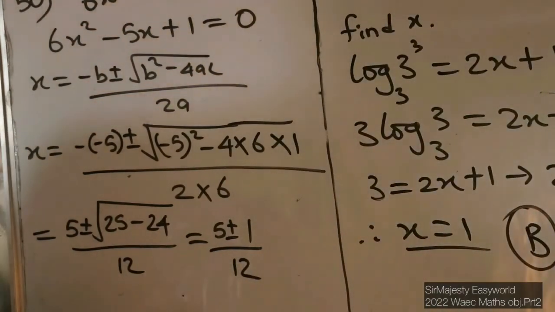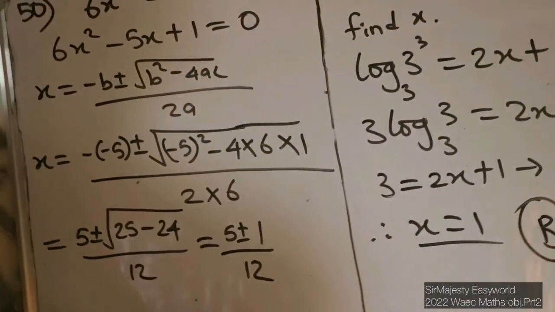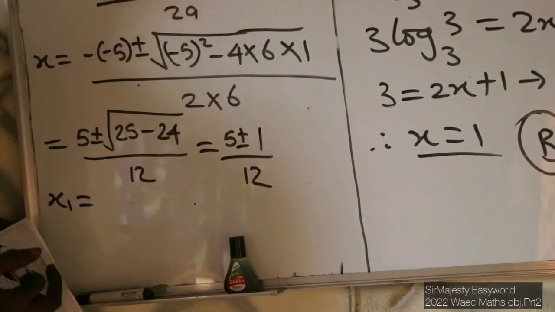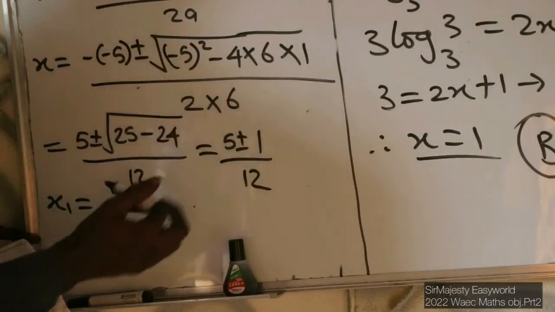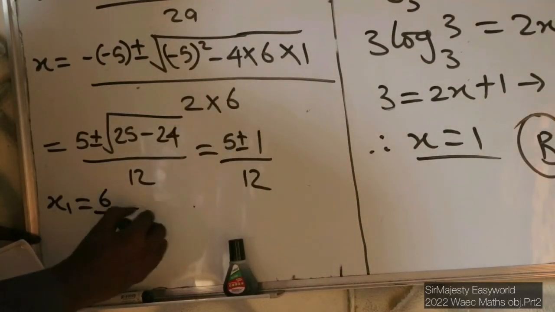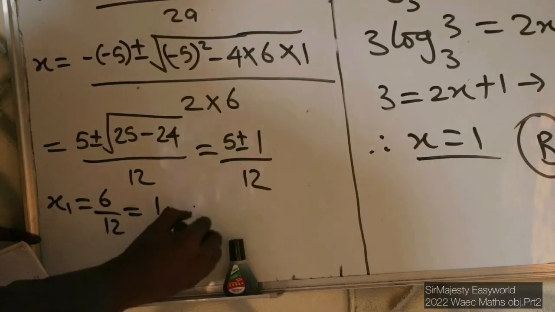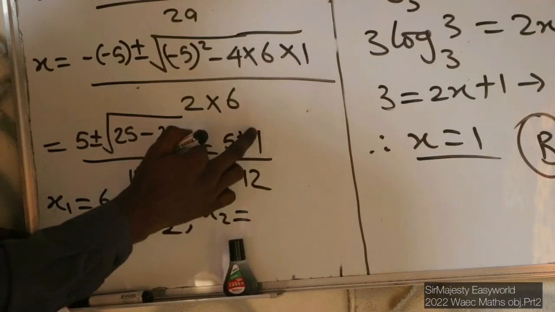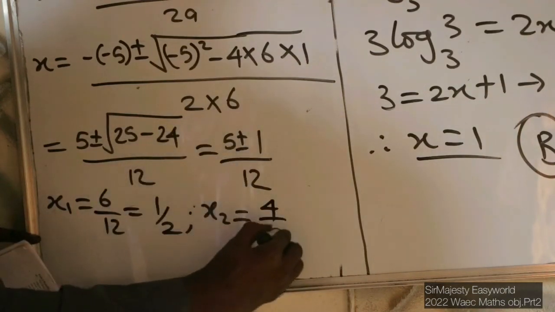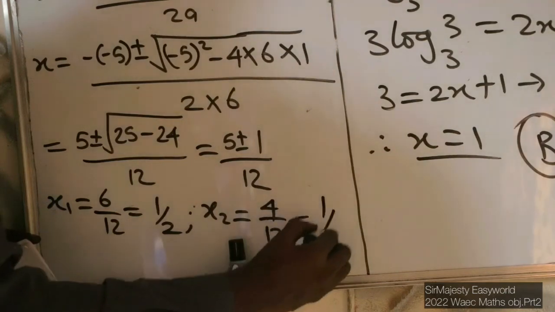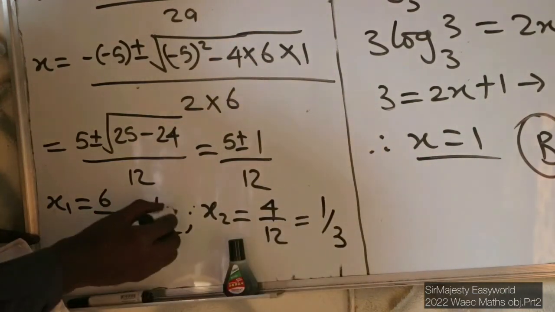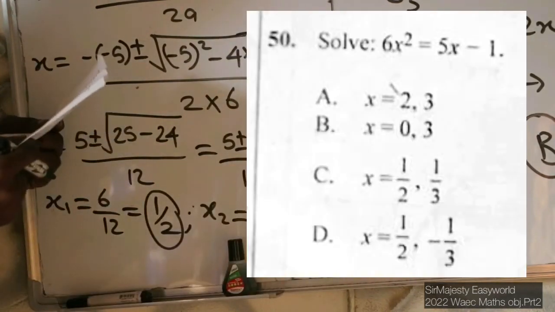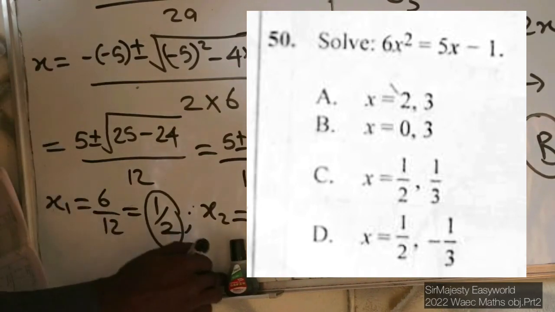So we can have two answers depending on which sign we choose. Usually for the first one, that's x1 is equal to, we consider the positive sign. So 5 plus 1 is 6. 6 over 12 is equal to 1 over 2. And then for the second one, we consider the negative part. 5 minus 1 is 4. 4 over 12 is equal to 1 over 3. So the two answers we have are 1 over 2 and 1 over 3. So which option is that? 1 over 2, 1 over 3. Option C.